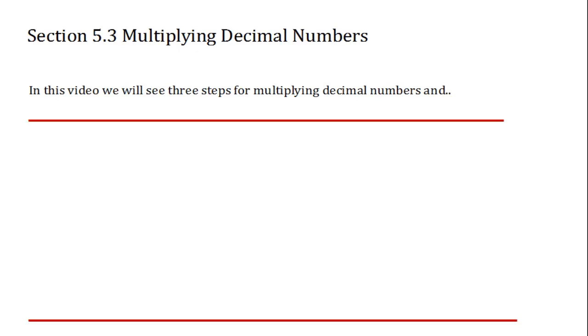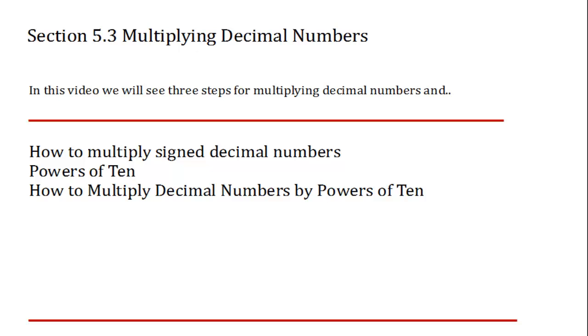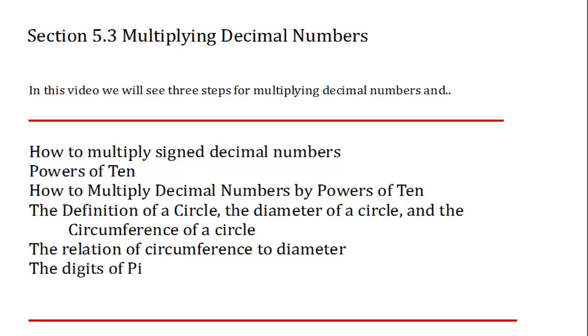Section 5.3, Multiplying Decimal Numbers. In this video, we will see 3 steps for multiplying decimal numbers and how to multiply signed decimal numbers, powers of 10, how to multiply decimal numbers by powers of 10, the definition of a circle, the diameter of a circle, and the circumference of a circle, the relation of circumference to diameter, the digits of pi, and how to find the area of a circle.